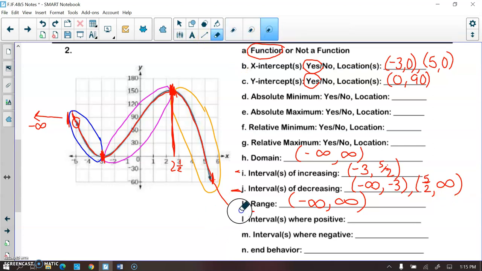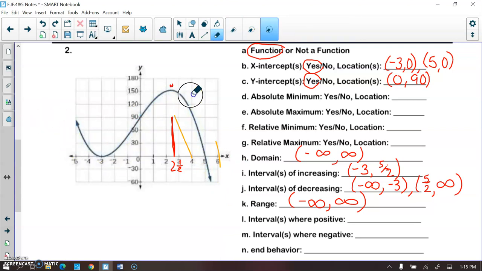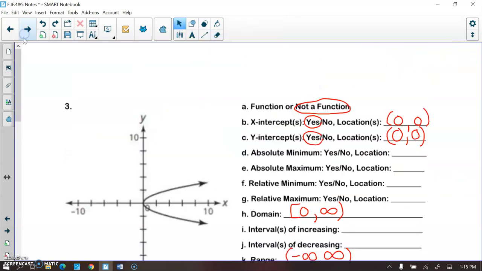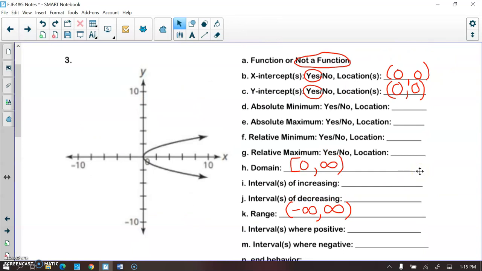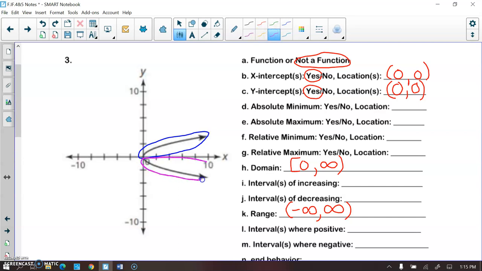All right, switching gears to the next page. We are going to do this now for questions 3 and 4. For question 3, we are going to have 2 sections of your graph. One of your sections is this part. Your other section is this part. So we start with the leftmost point on each section.